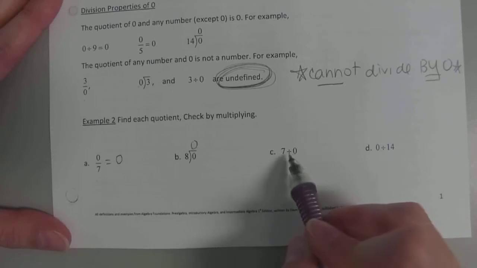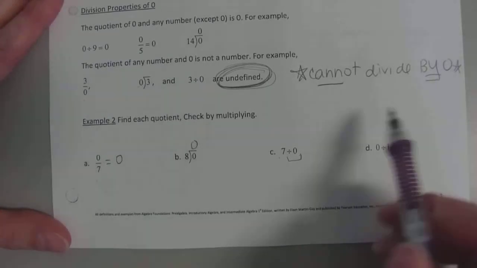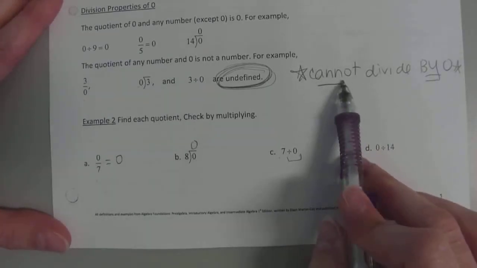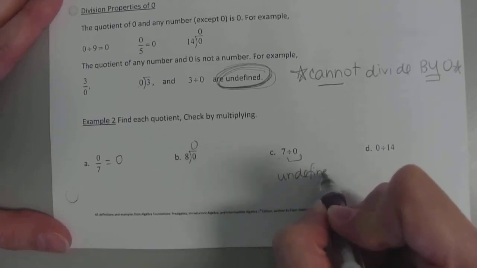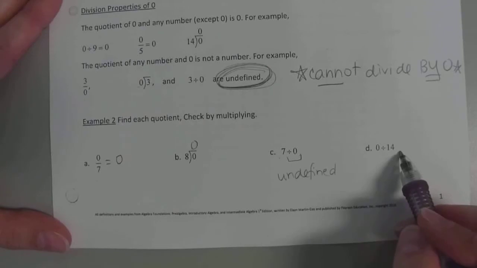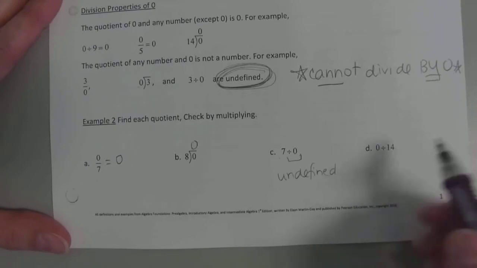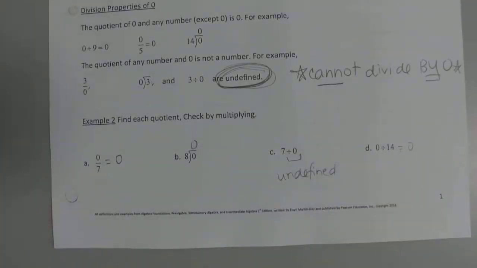This is 7 divided by 0. Key word, I just said divided by 0. What do we know we cannot do? Divide by 0, so it's undefined, and you literally just write that word out. What about 0 divided by 14? Can you divide by 14? That's okay, right? Divide by 14 is okay. You just don't want to divide by 0.